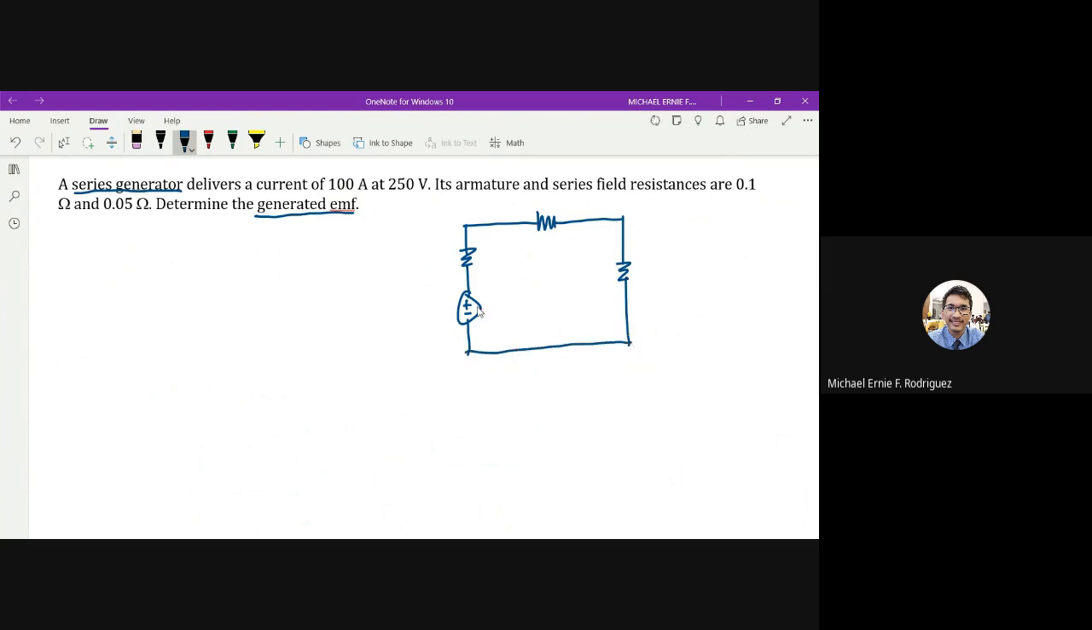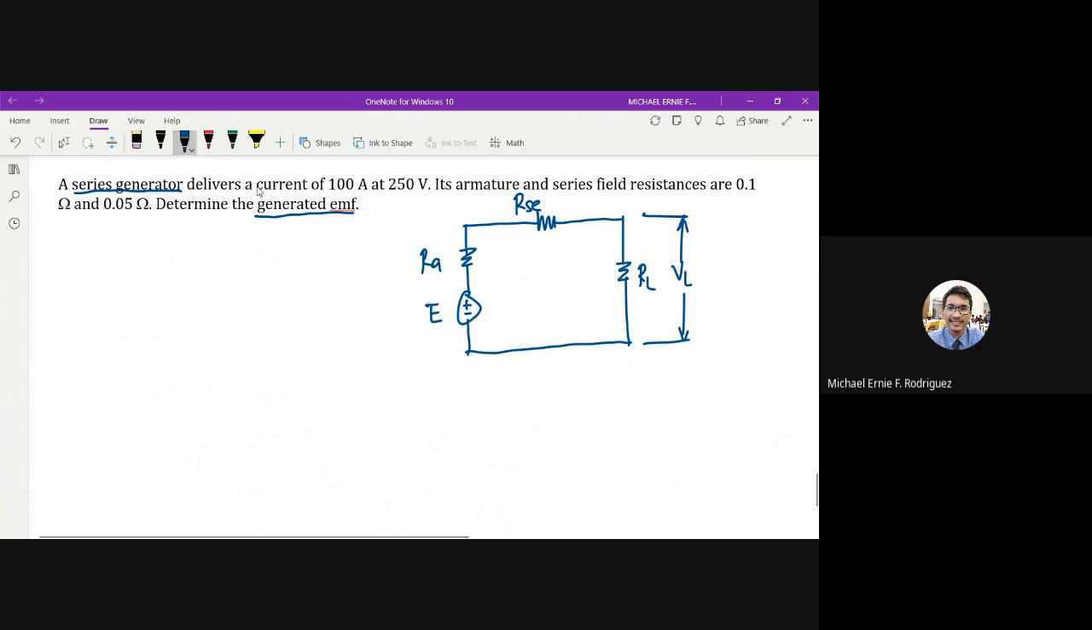Okay. So we have ito yung ating series, ito yung ating load, ito yung ating armature, ito yung ating generated EMF. Then we have your VL. Okay. So from the given, a series generator delivers a current of 100 amperes at 250 volts. So sa ganitong problem, 100 amperes daw, may di-deliver siyang 100 amperes.